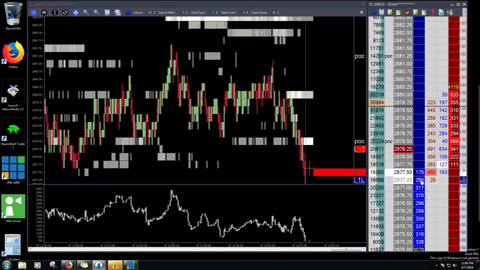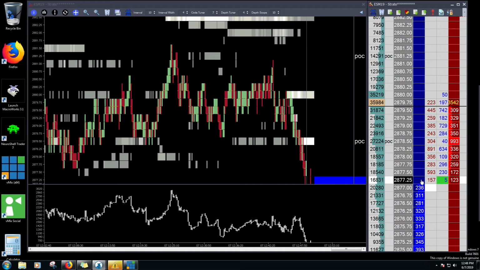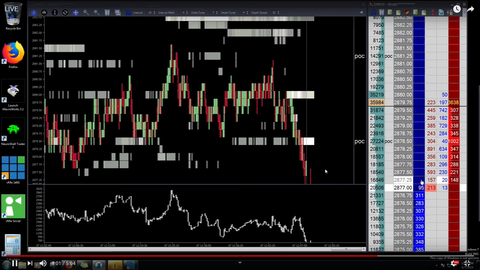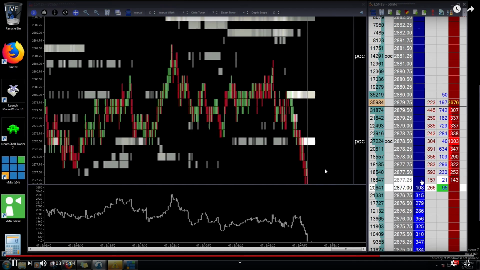So here we go, just waiting to take profits at this point. Waiting to take profits. I know it's going to take it. Boom, there it is. And then it zips down for another point. And again, let's let it play.